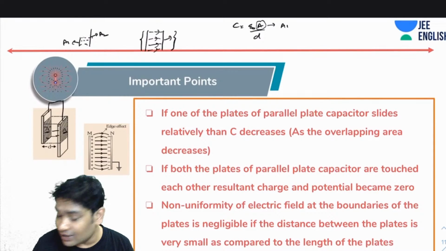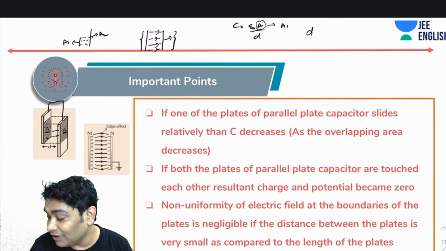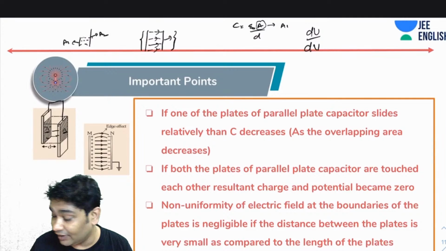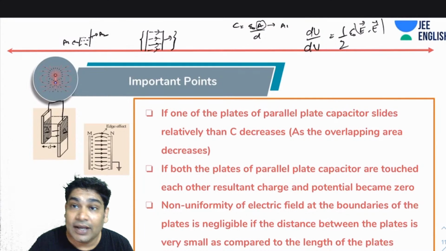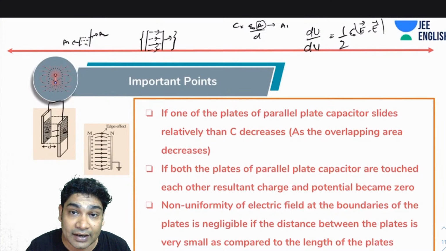I think I had already mentioned the expression that du over dv, which is the energy stored per unit volume in an electric field, is given by half epsilon naught E dot E. So this is the expression for energy stored in an electric field.